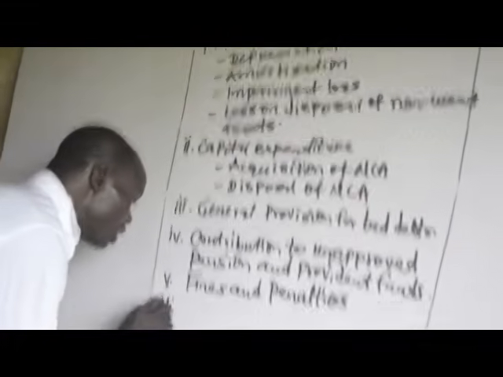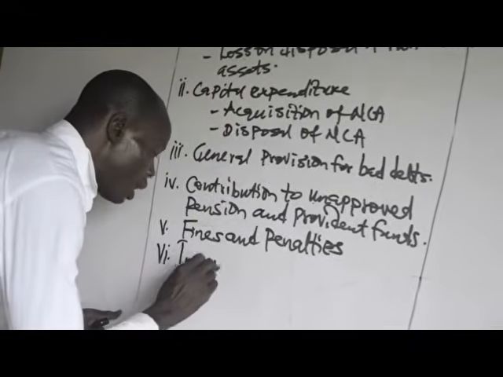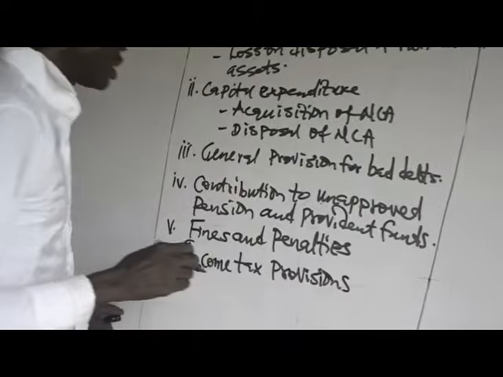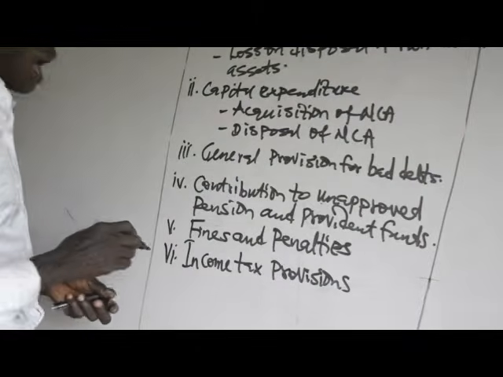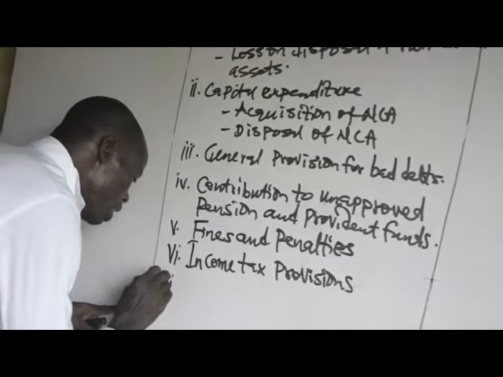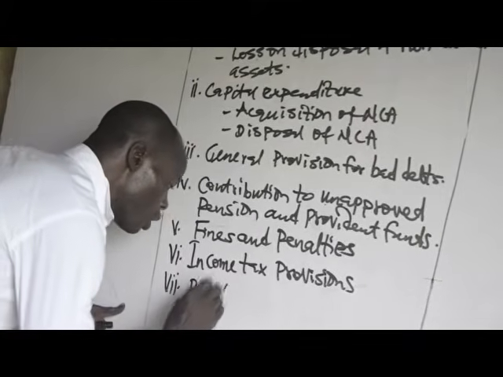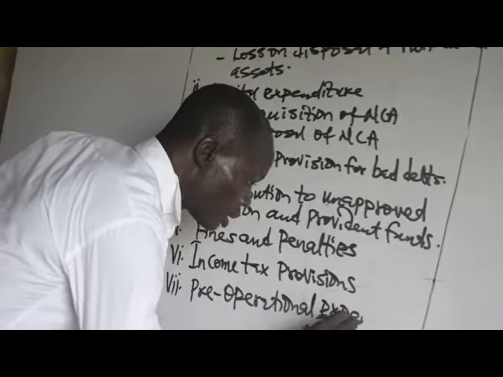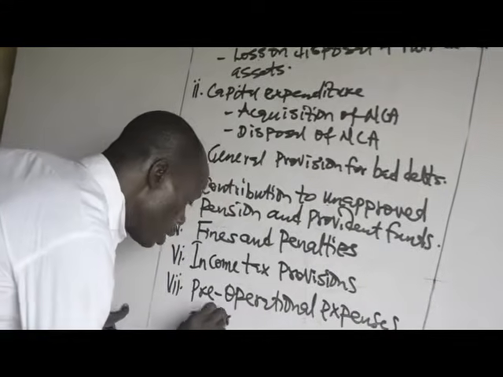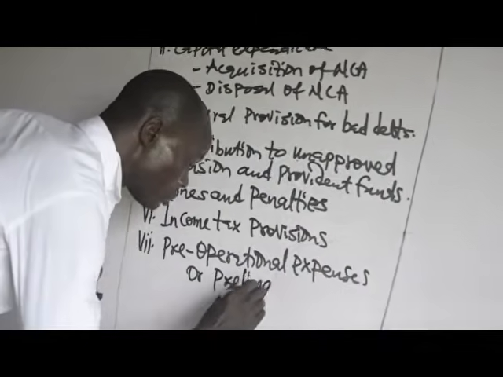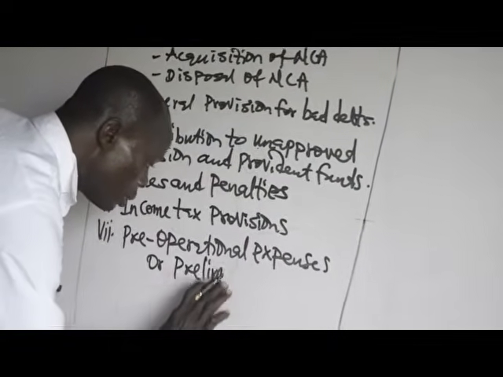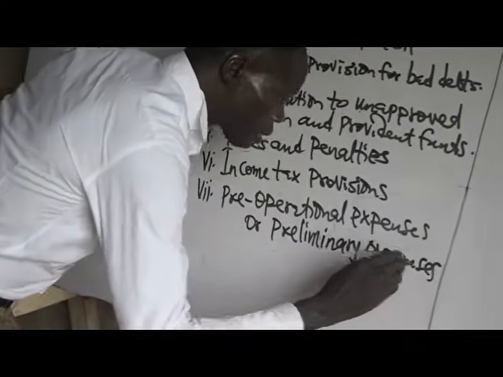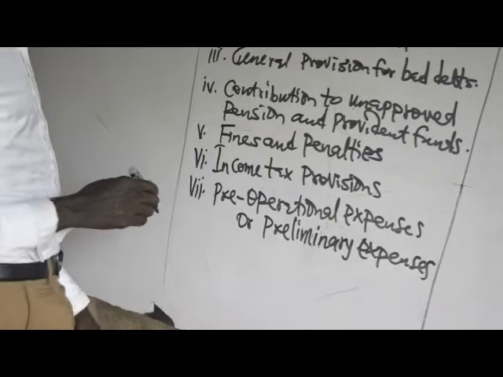Then we have income tax provisions. Income tax provisions are not allowable. Pre-operational expenses, or preliminary expenses. Preliminary expenses are not allowable for tax purpose.